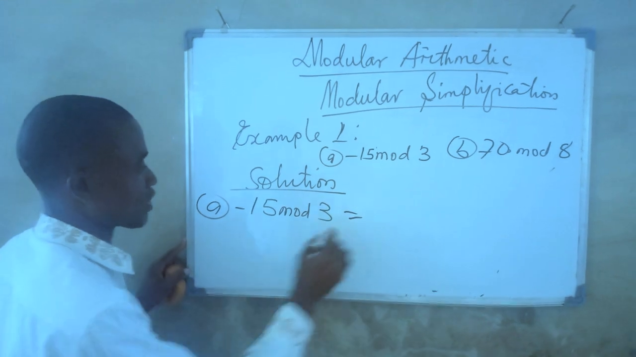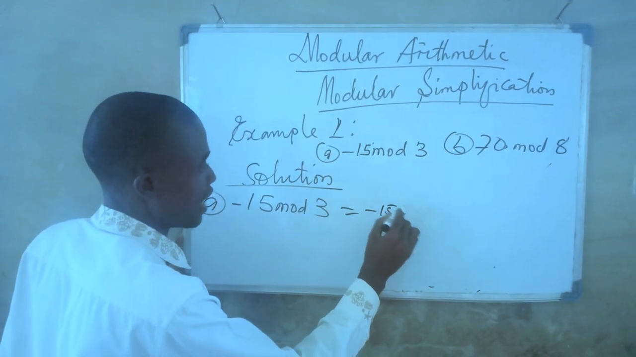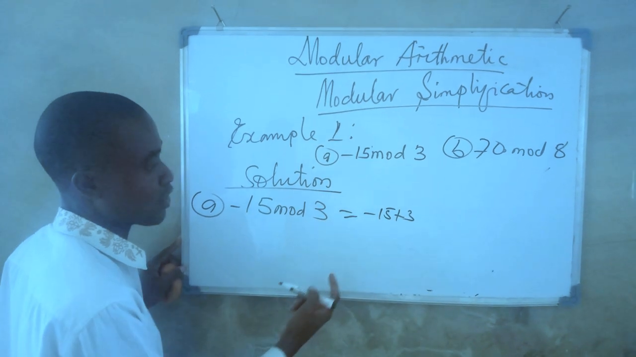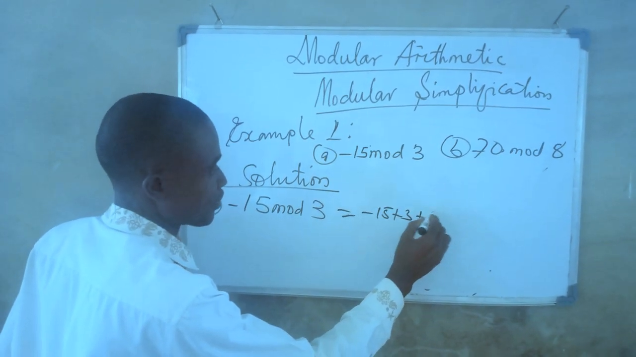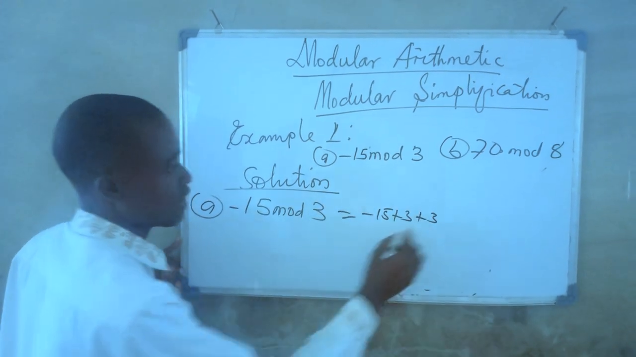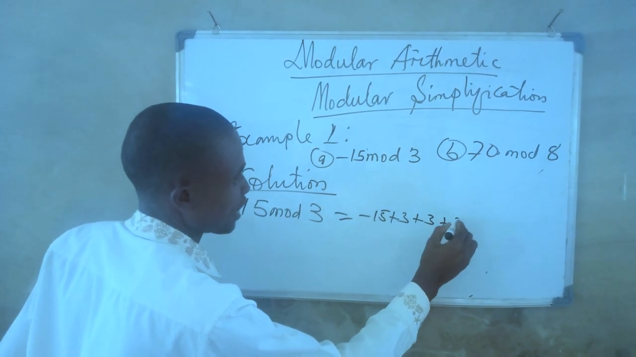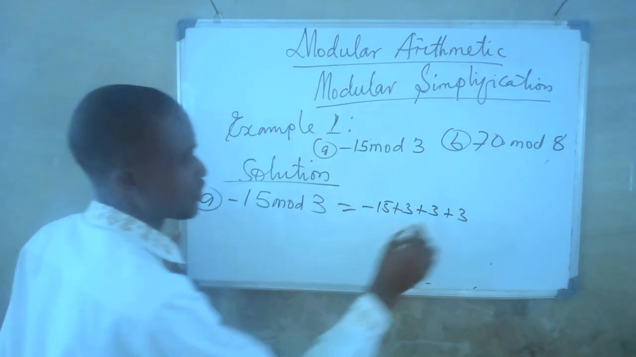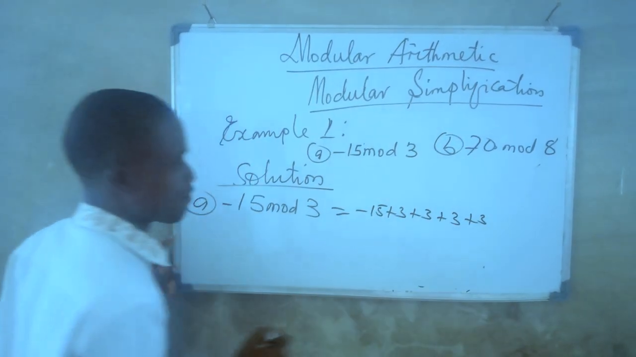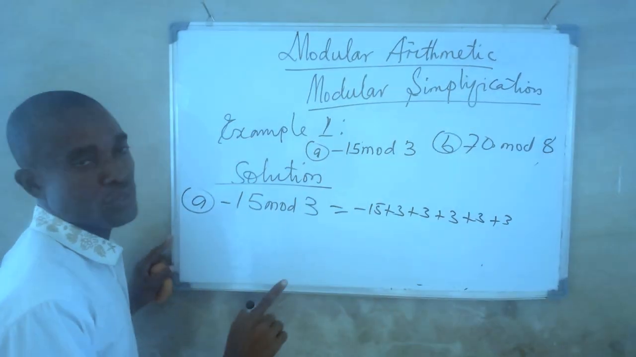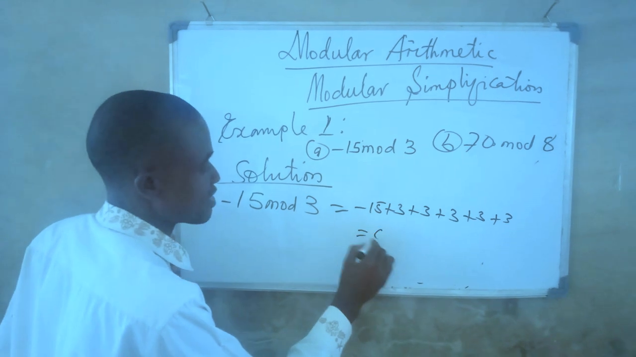This is like a long method. I can say, well, minus 15. If you add 3, that remains what? That remains minus 12. And then plus another 3, that remains minus 9. And then you add 3 again, that remains minus 6. If you add 3 again, that is minus 3. If you add 3 again, that remains what? 0. That means the answer now is 0 modulo 3.